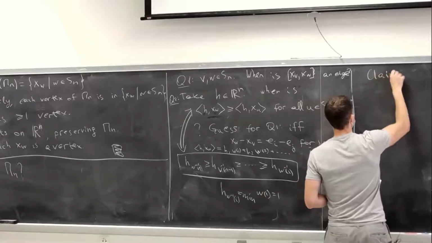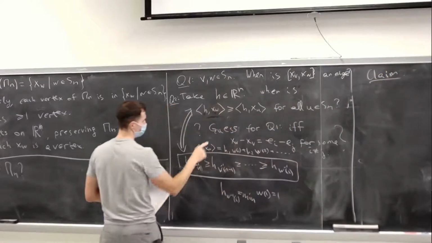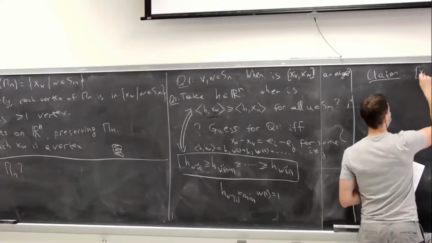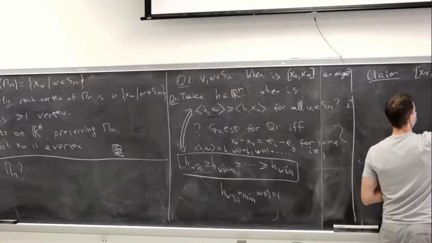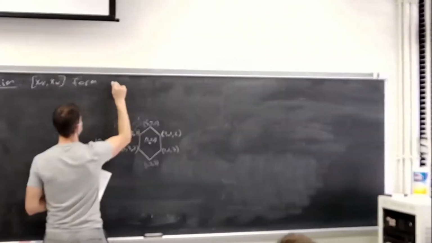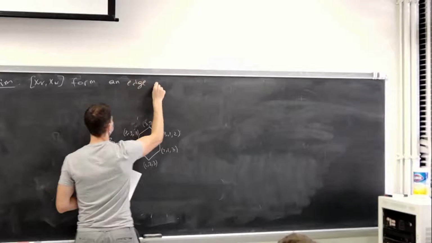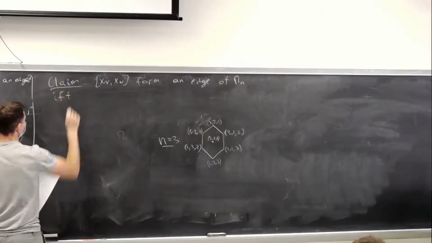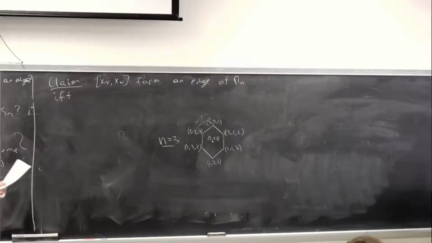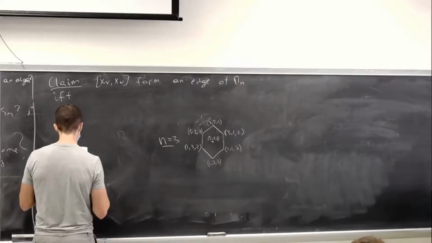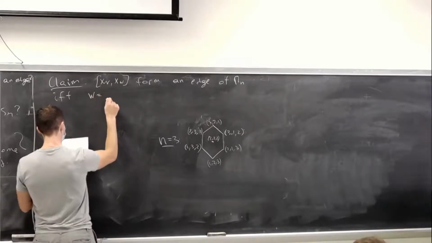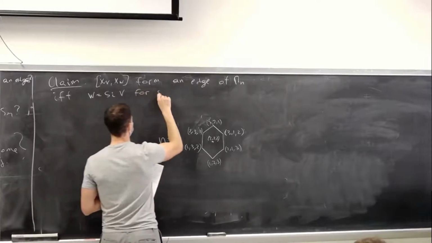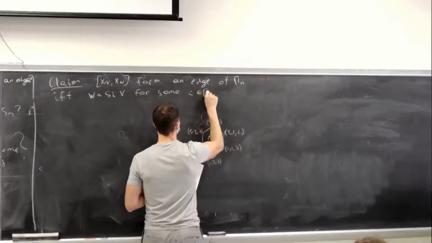The actual claim is that indeed this guess is correct. So xv, xw form an edge of the Permutohedron if and only if, and let me write it down in the following way, w is equal to si times v for some i in bracket n minus 1.